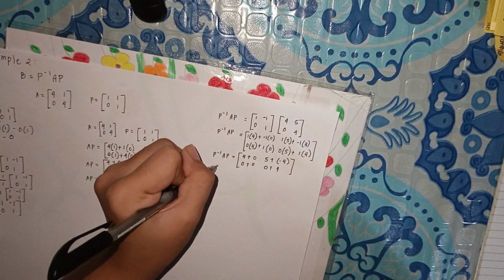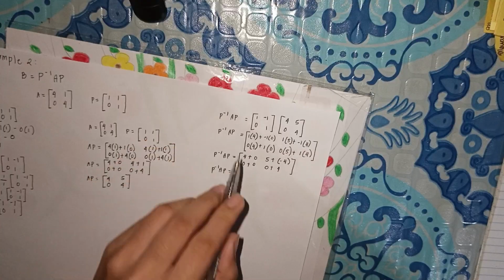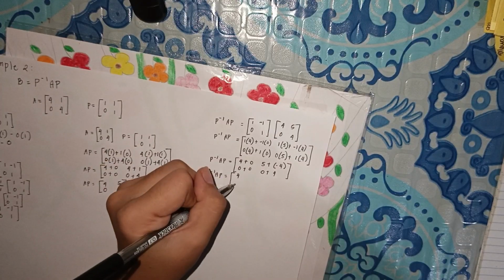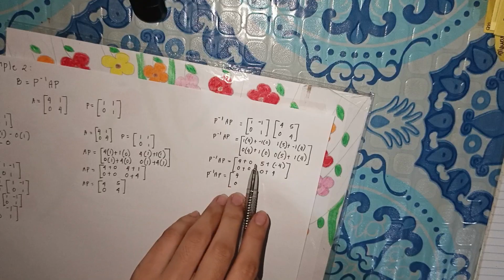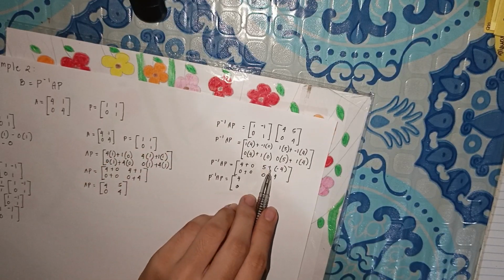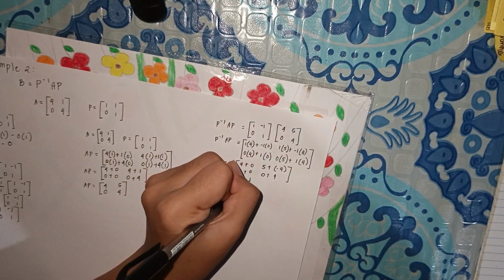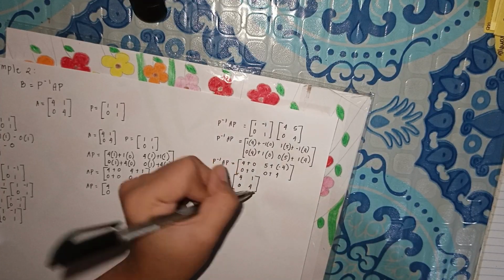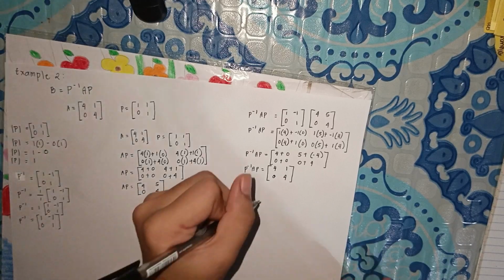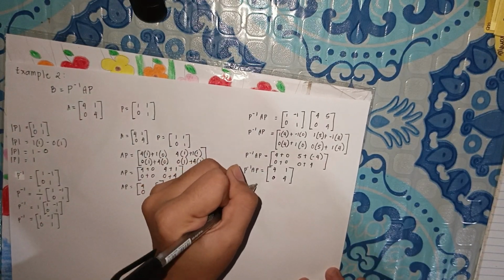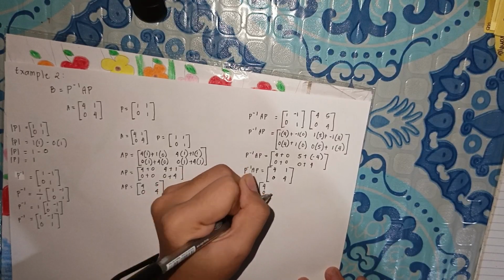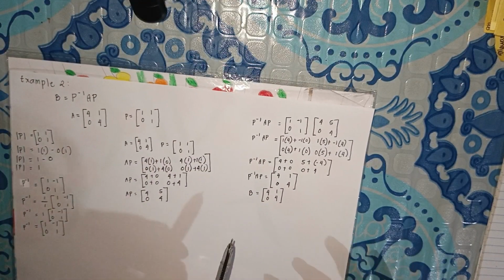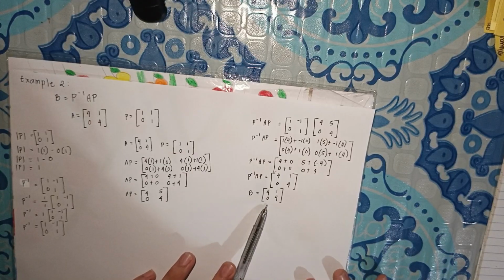Now, let's add. 4 plus 0, 4. Then 0 plus 0 is 0. Then 5 plus negative 4, 1. Then 0 plus 4, 4. So now we have the matrix B is equal to 4, 0, 1, 4. So, this is our matrix B.